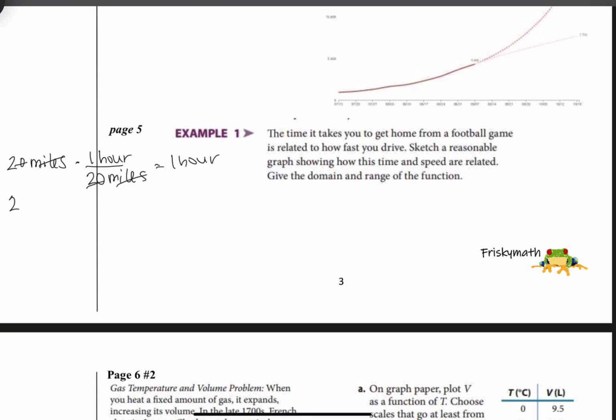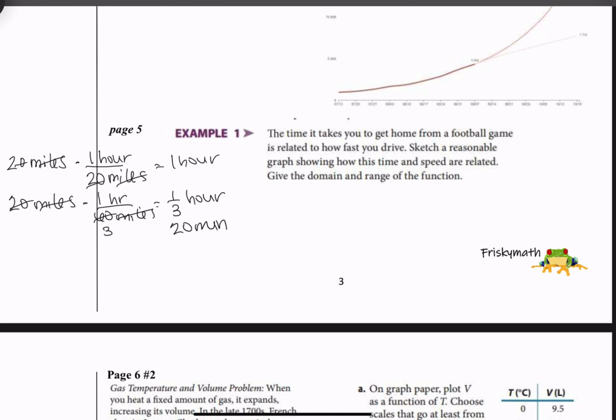However, if I go those same 20 miles and instead I drive 60 miles per hour, so 1 hour, 60 miles, it's going to take me 1/3 of an hour, or those 20 minutes. So using unit analysis, I can figure out that the faster I drive, the less amount of time it's going to take me. But you already knew that.